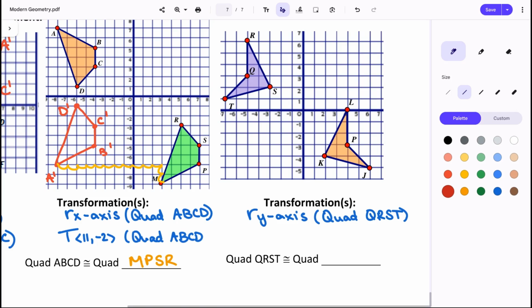Okay, so from my y-axis, I counted how far apart my points were. So T is over 7. So there's my T prime. S was over 3. Q is over 5. And R is over 5 as well. It's just up a little bit higher.